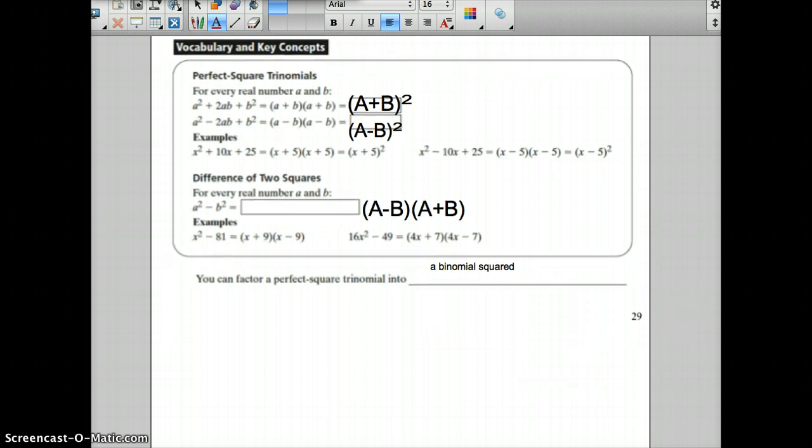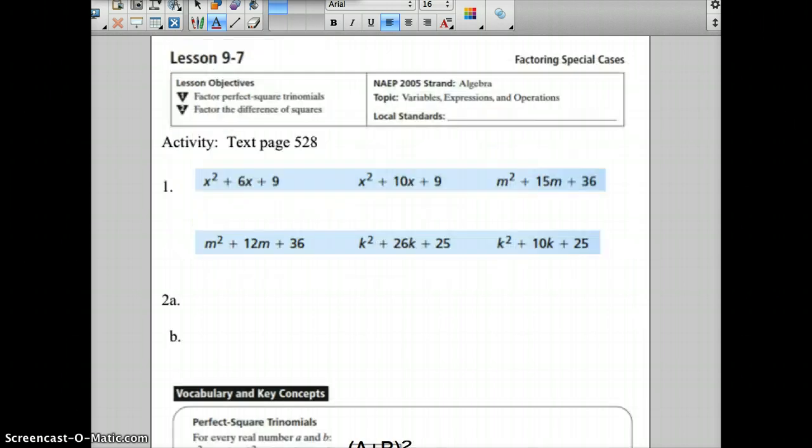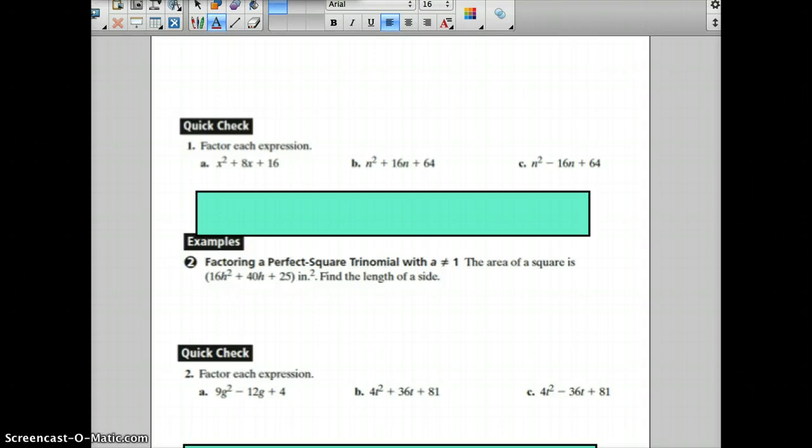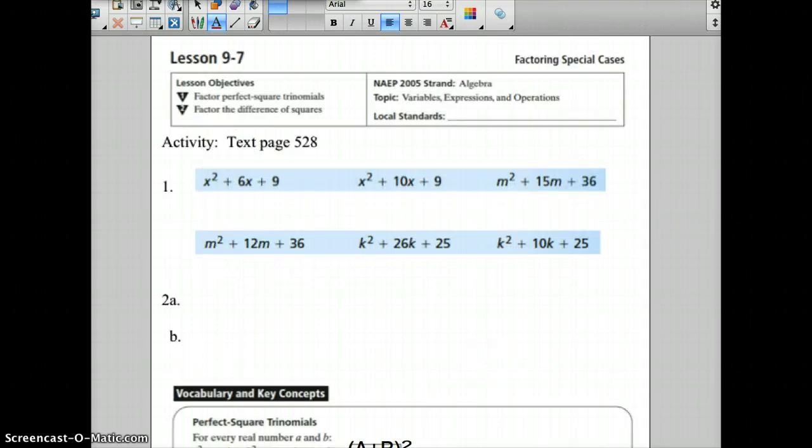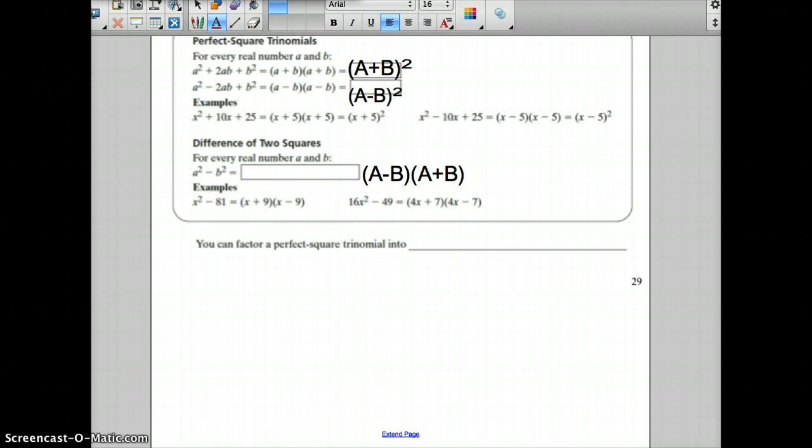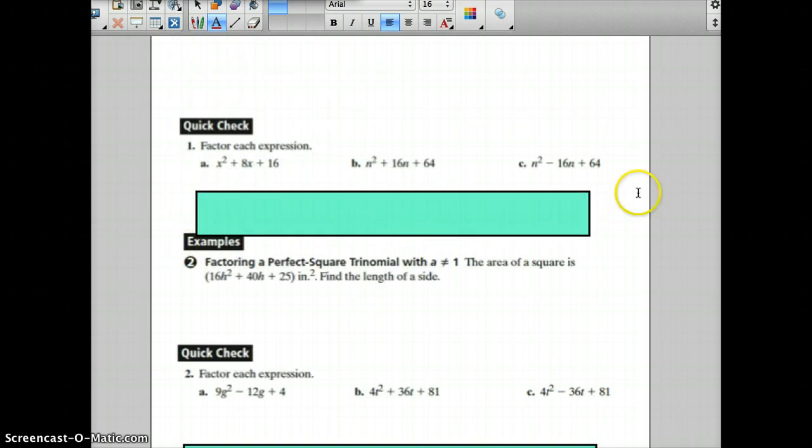Let's see some examples of what we're talking about here. Oh, maybe not. All right, let's look at the first example here. I'm hoping I didn't lose a page somewhere.